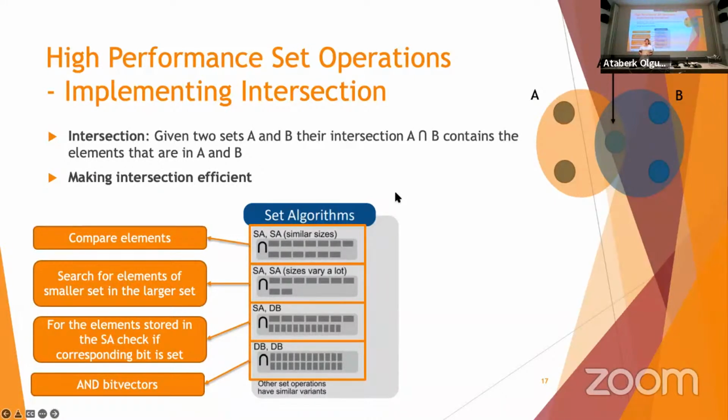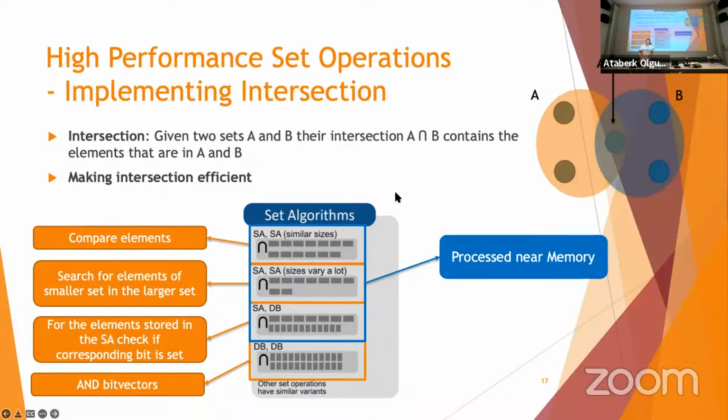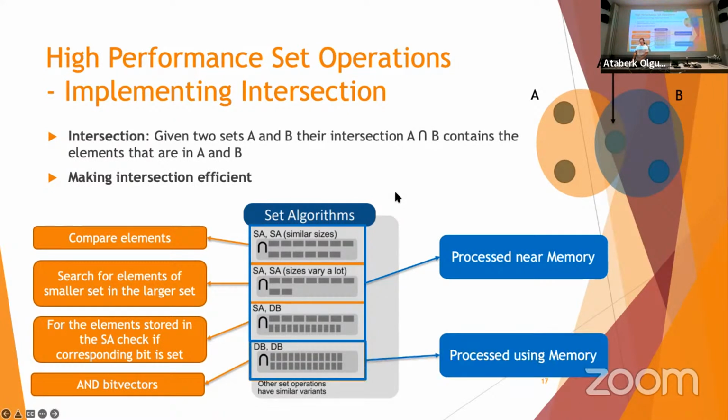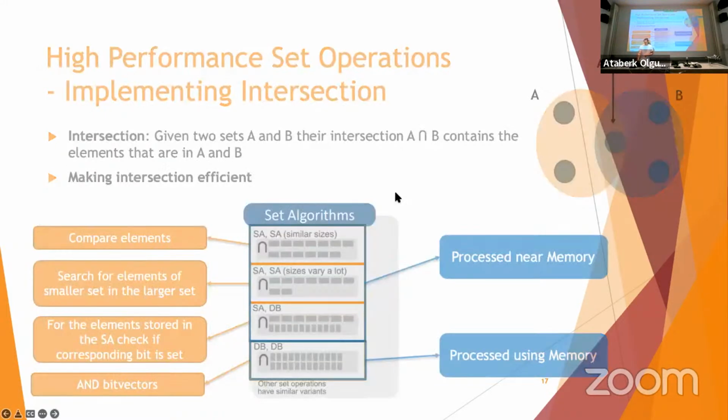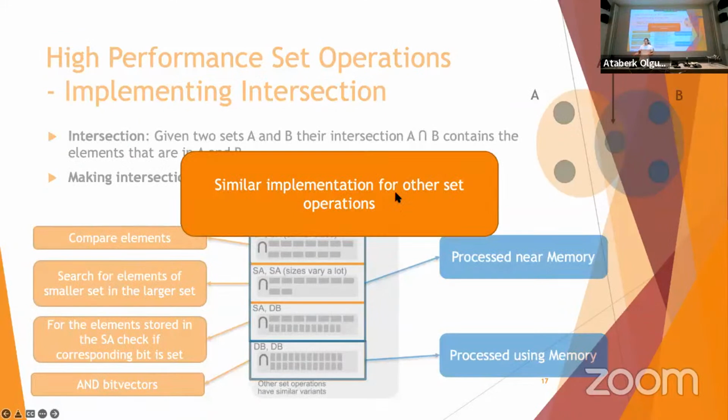Whenever a sparse array is involved, SISA uses processing near memory and uses the high bandwidth of processing near memory to tackle the bottleneck of memory. And whenever only dense bit vectors are involved, we can even do it using processing using memory and be even faster. Yes, and as said, there are similar implementations for other set operations like union, difference of two sets, and so on.